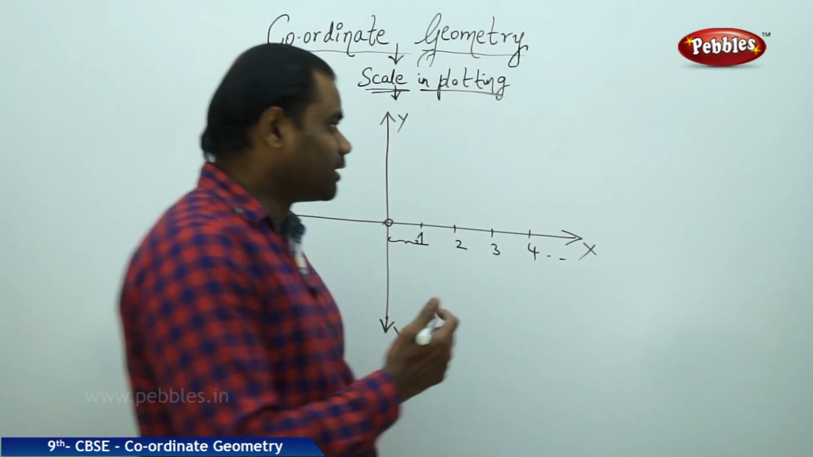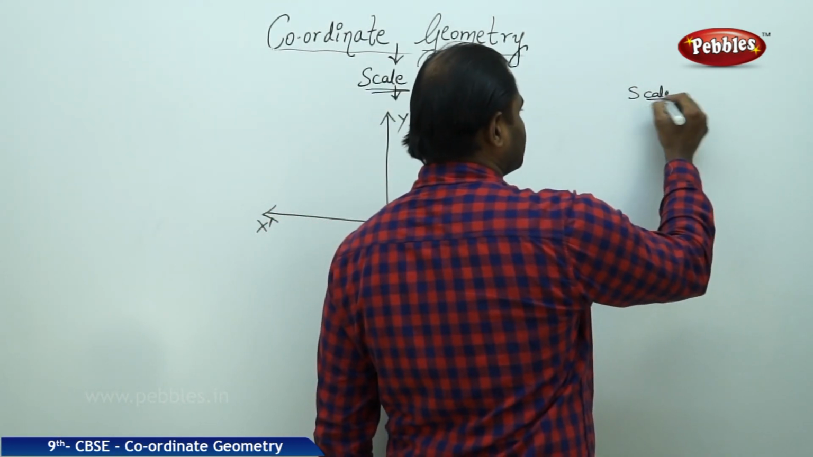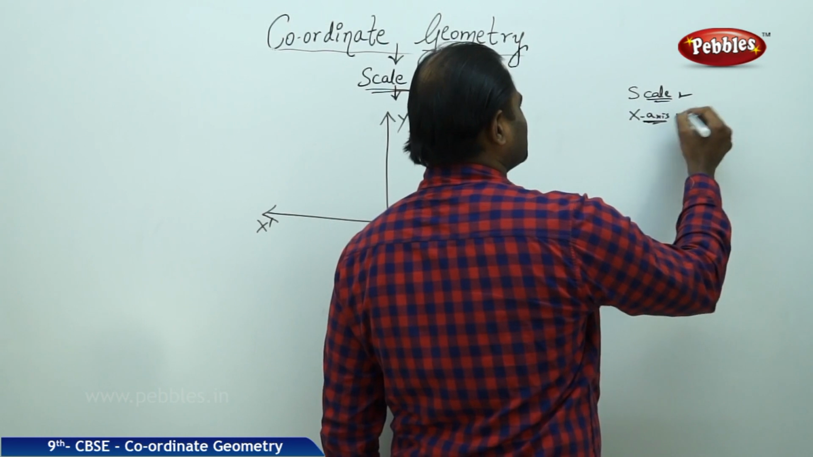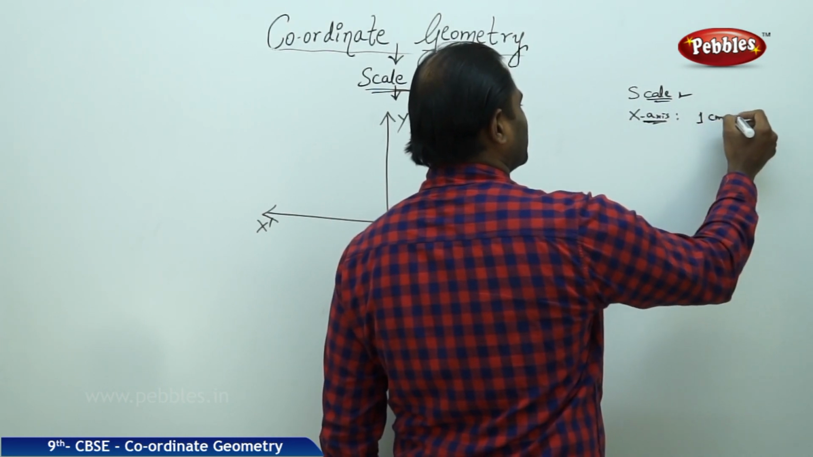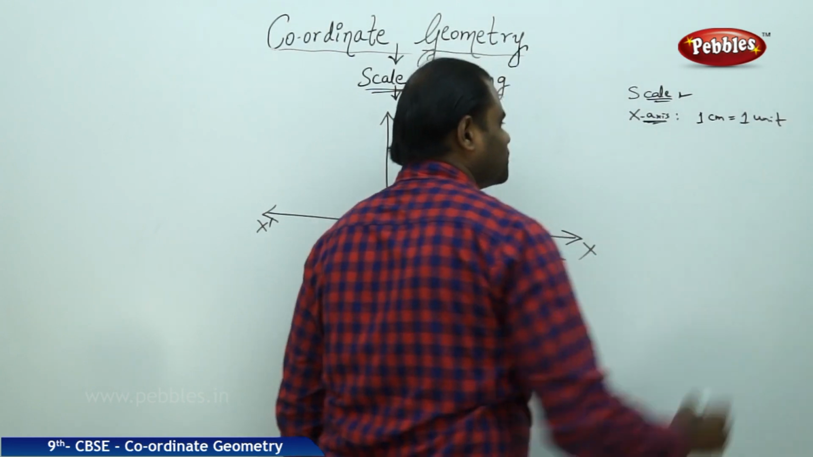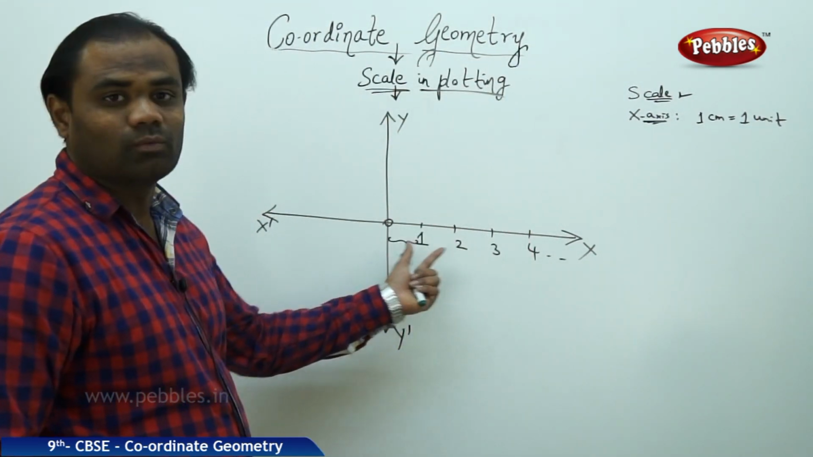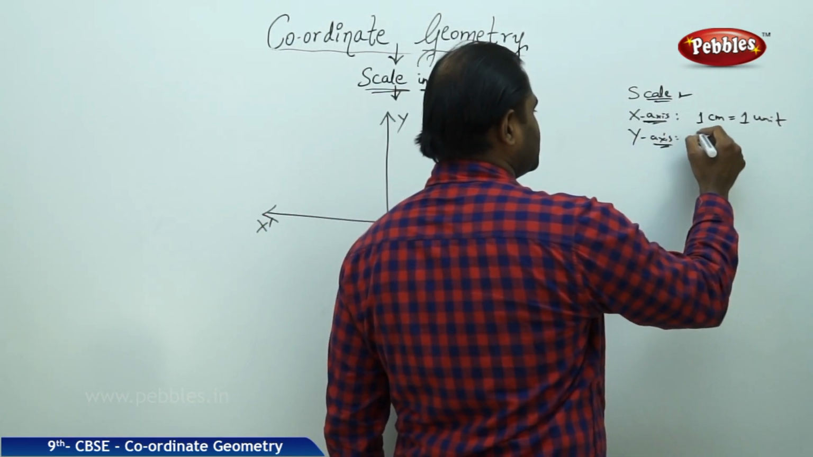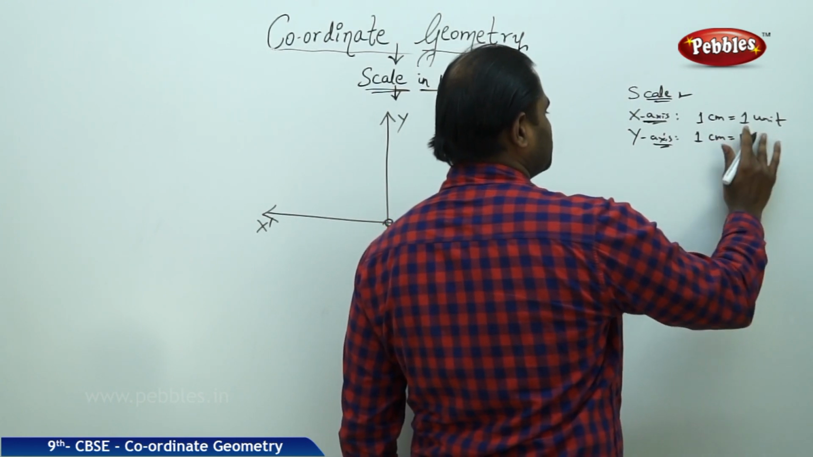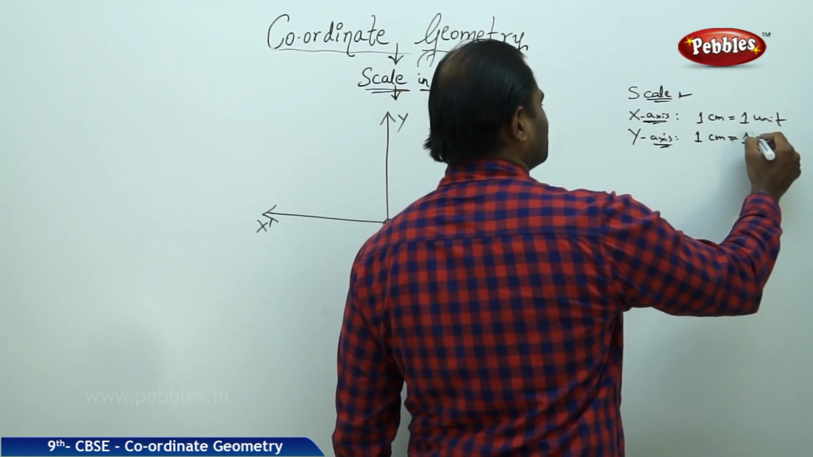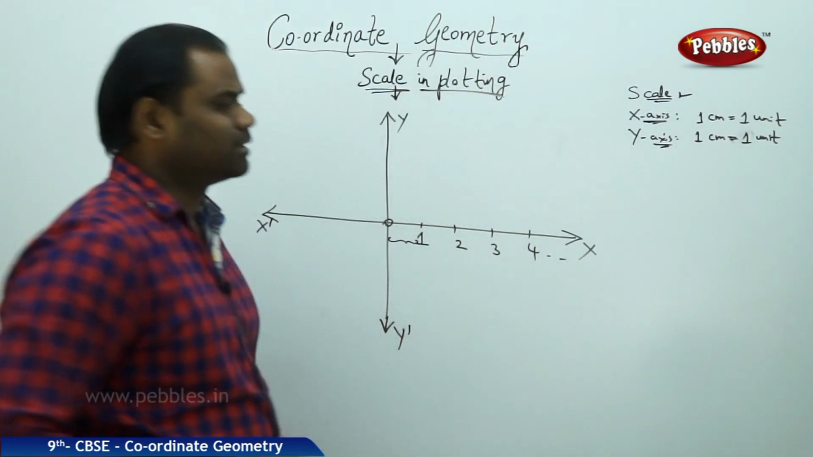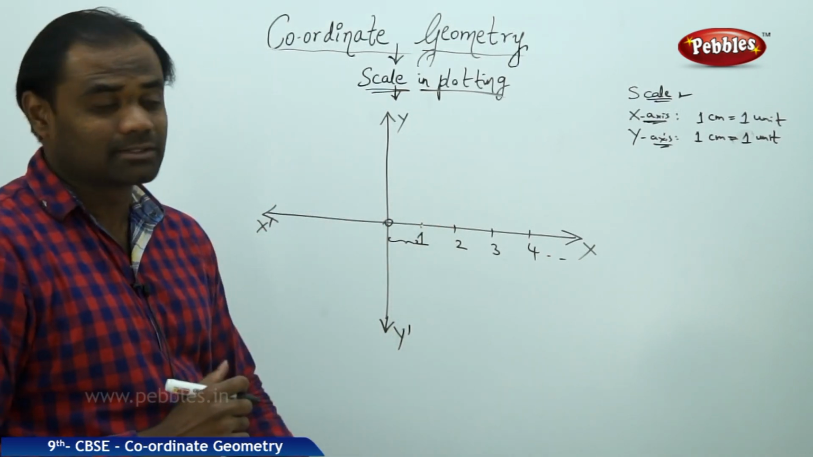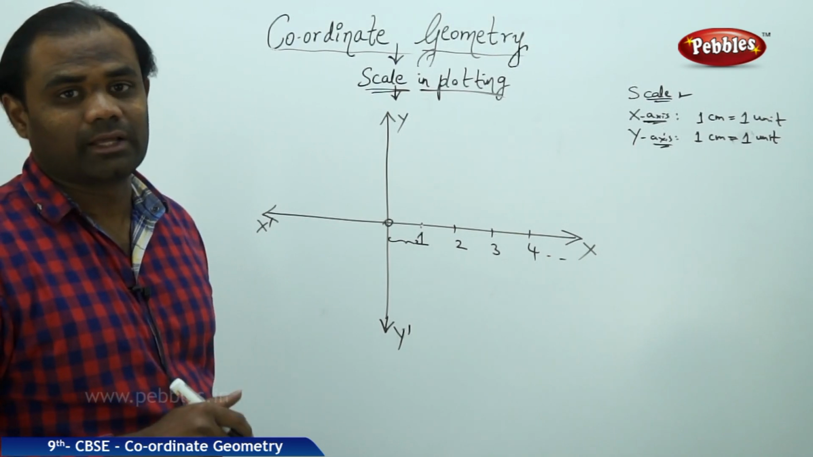That is, for every grid, the scale for x-axis is generally denoted as 1 centimeter equals 1 unit, and for the y-axis if I take 1 centimeter to be 1 unit, then I refer to this distance of 1 centimeter on the graph sheet grids to be 1 unit that I identify.